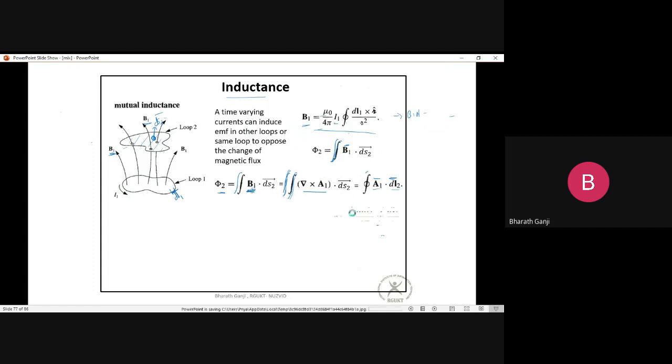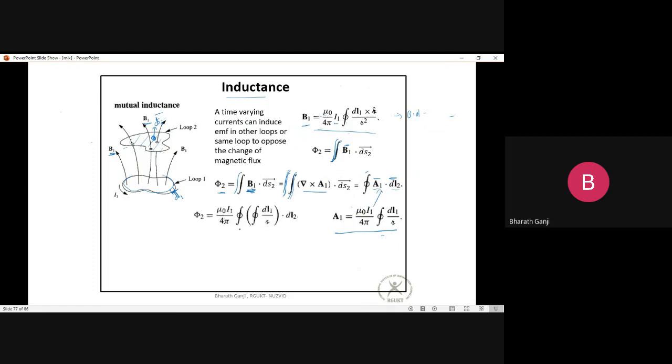Let me do it with the magnetic vector potentials. For a given current density, and for a line current, the magnetic vector potential is mu naught I1 divided by 4 pi times the line integral on this path of dl1 bar divided by R. So I can substitute this expression here.